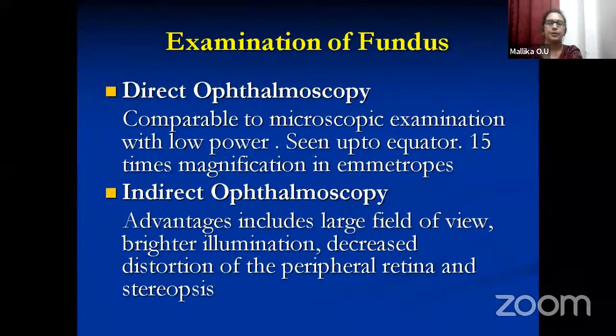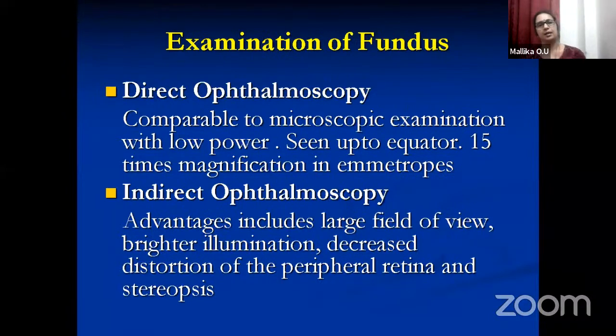Direct ophthalmoscopy is comparable to a microscopic examination, and the defect is that we can see only up to the equator. Anterior to the equator, we cannot see using a direct ophthalmoscope. Especially in myopic patients, peripheral retinal degeneration occurs anterior to the equator or near the ora serrata, which cannot be visualized using a direct ophthalmoscope. The magnification of a direct ophthalmoscope is 15 times.